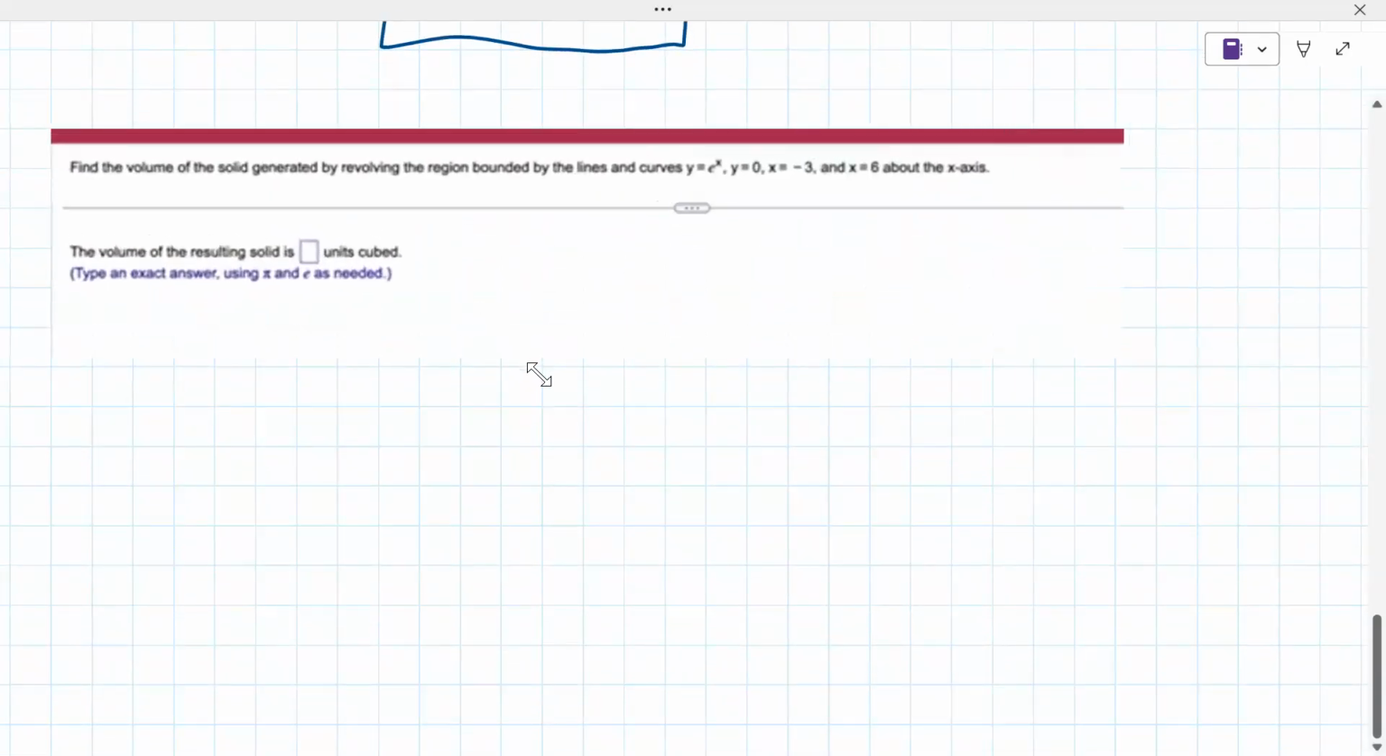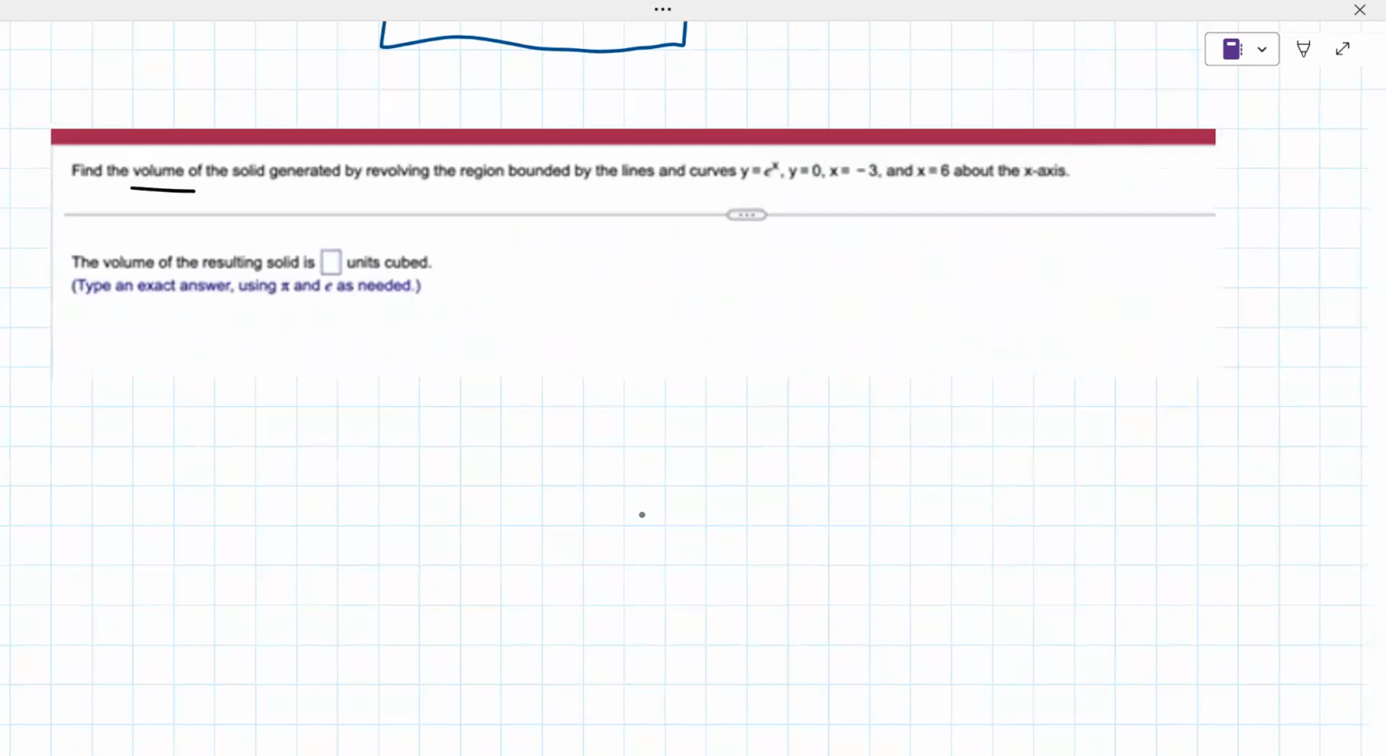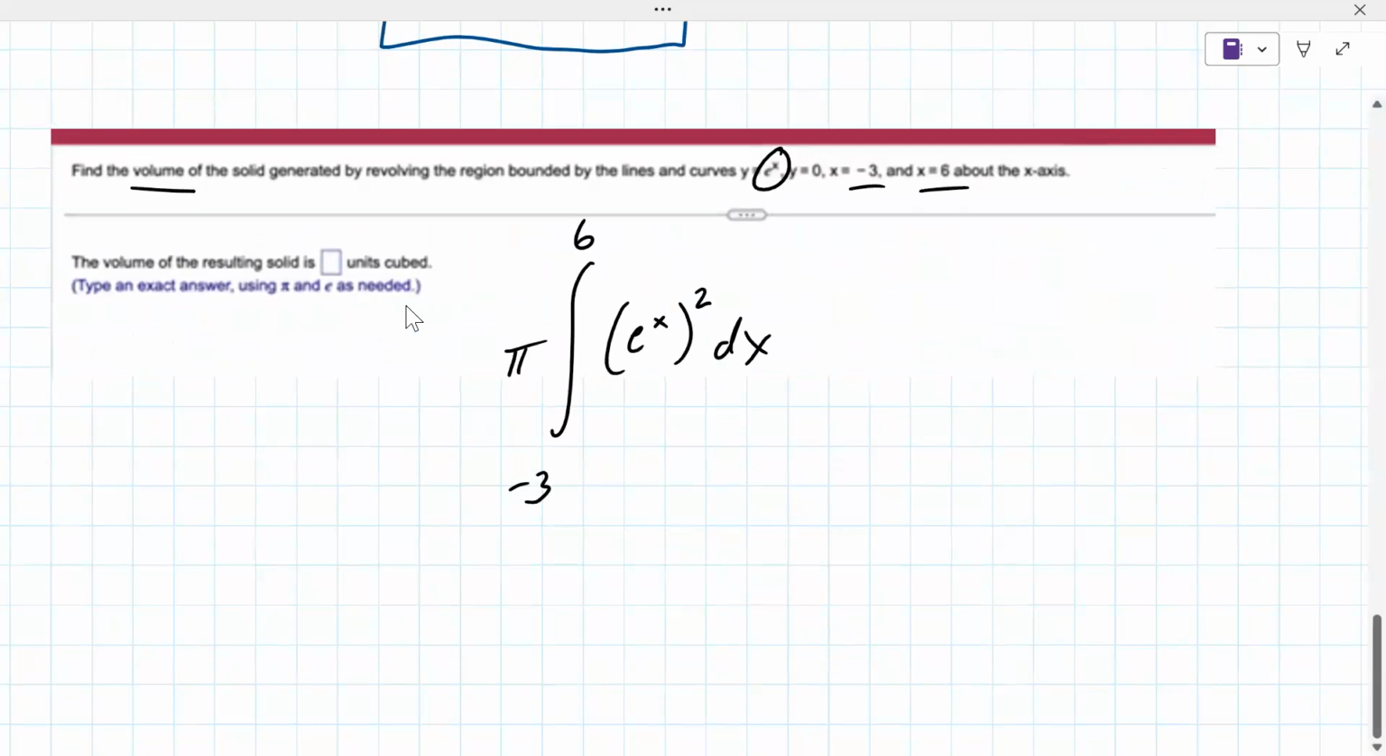So you'll notice in this problem, again, it says find the volume. So it's the integral of pi, from minus 3 to 6, and then instead of r, your r is this e to the x, like that. Now, this one's going to be a little bit harder, because your calculator is going to give you a decimal answer. So on your multiple choice, you'll get that decimal answer, and you'll have to put these into the calculator to see which one is the same.